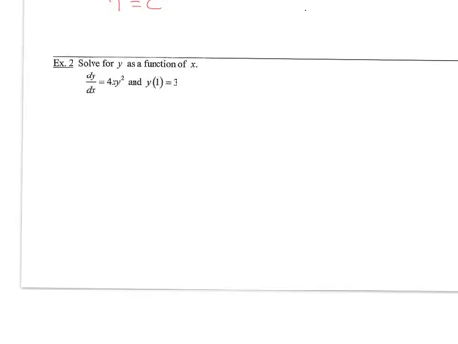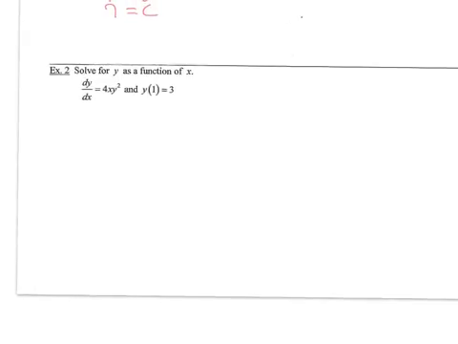Okay, now this one doesn't look so much like a proportion, does it? No, it doesn't. But we still have to group our x's, and we still have to group our y's. So we know we're going to be multiplying by dx. How do I get y to the other side? Divide. So we're going to have dy divided by y squared equals 4x dx.